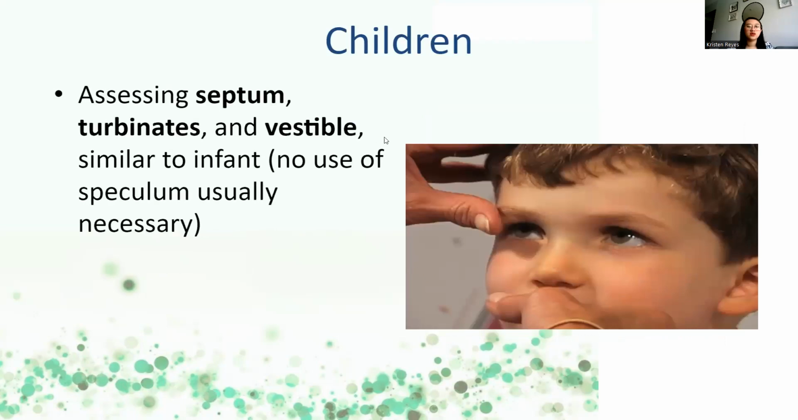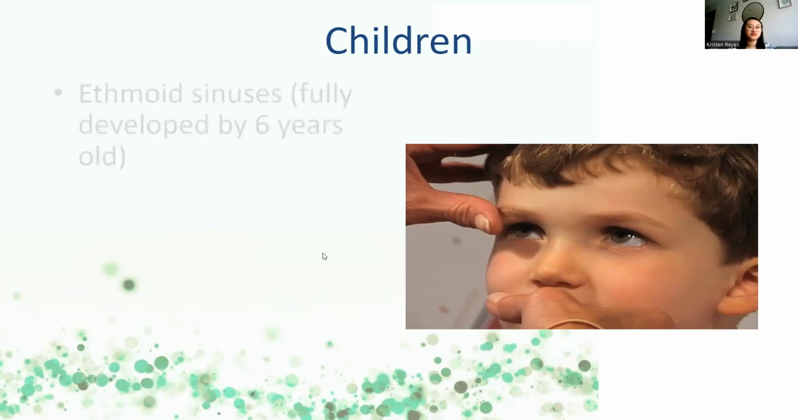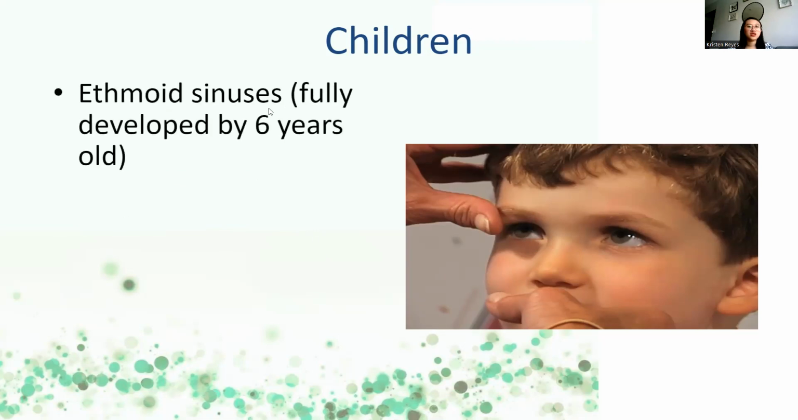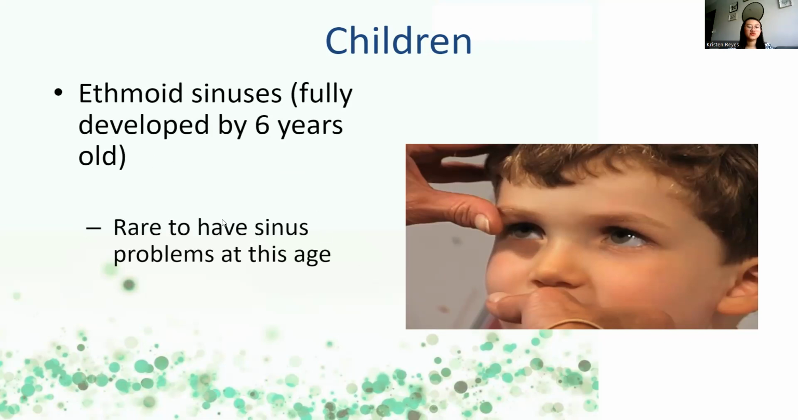So, assessing the septum, for children naman, assessing the septum, turbinates, and vestibule is similar to infants. So, you just push the nose up using your thumb with no use of speculum. Kasi nga, that's very invasive. The child will most of the time refuse, okay, and cry. Ethmoid sinuses fully develop by 6 years old. Rare to have sinus problems at this age.